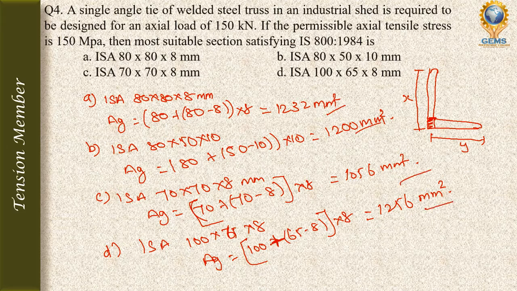So what is the requirement? The area from the section should be greater than the available gross area. By this, the most suitable section is option D. ISA 100 by 65 by 8 mm is the most suitable section. So this is the solution of the problem.